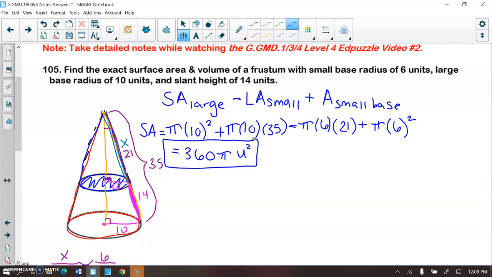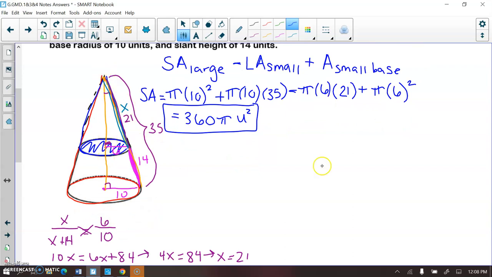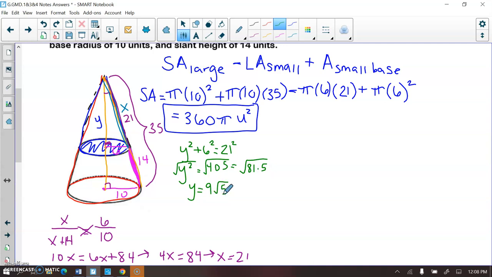Okay, so now to find the volume, we are going to need the heights of the small and the large cone, and how we do that is we use the Pythagorean theorem. So I'm going to make y the height of my small cone. So y squared plus 6 squared equals 21 squared. So 21 squared minus 6 squared, y squared equals 405. If I take the square root of both sides, I want the exact volume, so I need to put it in simplest radical form. 405 can be split up into 81 times 5, which means y is going to be 9 root 5. So that is the small cone's height.